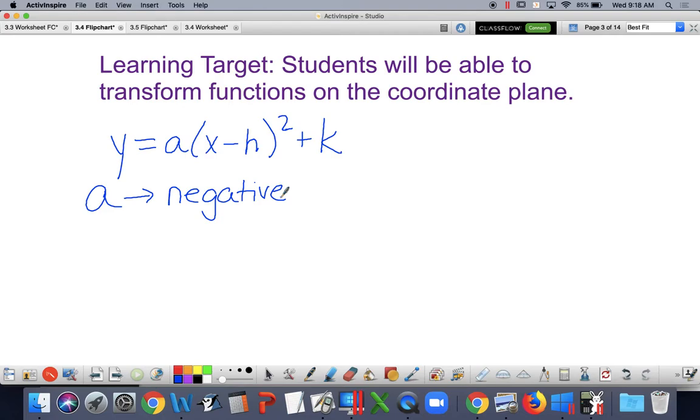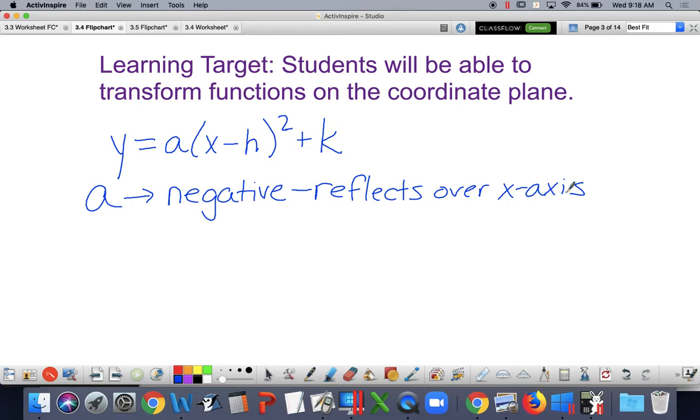So as I walked around, I saw some people wrote down that it flipped over. So kind of the fancy math term that we use, if A is negative, it reflects over the x-axis. And it's okay if you wrote down some of those other terms like flipped, right? I'm going to teach you, even if you haven't learned it last year in geometry, some of these fancier terms that we give about transformations.